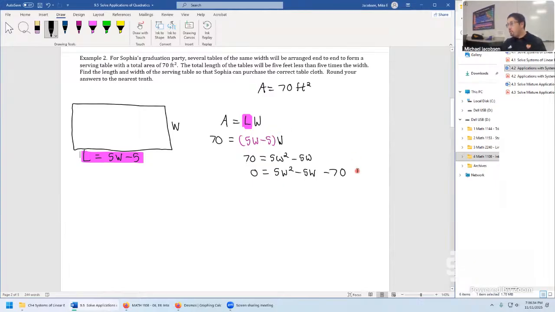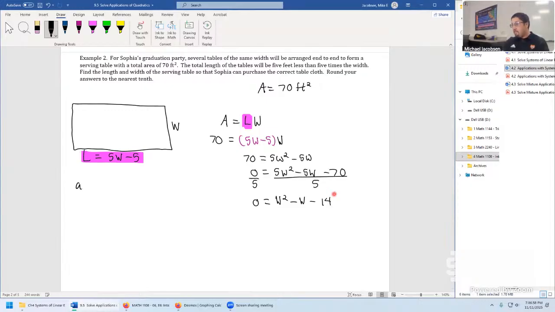And you can use the quadratic formula on this equation, but it's just as easy to divide both sides by 5 to make this problem even faster. You would get 0 equals W squared minus W minus 14. So the same concept as before: try to simplify the problem as much as possible. It really helps out again on this one.